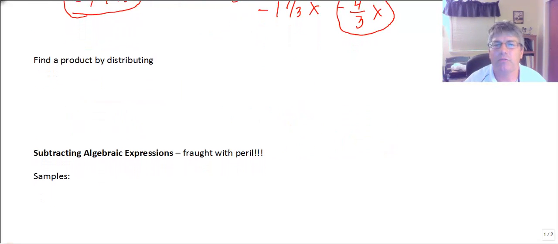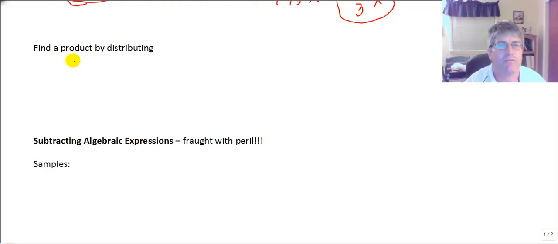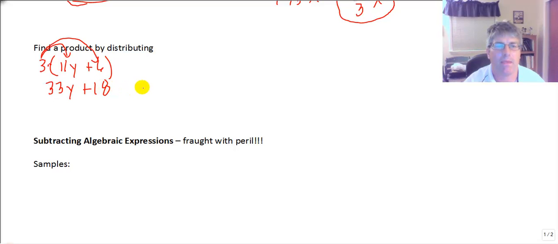Other things you might have to do in this section is find a product by distributing. The distributive property, we saw that in an earlier unit. This is an example. We might have 3 times the quantity 11y plus 6. Our distributive property says we have to multiply every term in the parentheses by the 3. So that would be 33y plus 18.